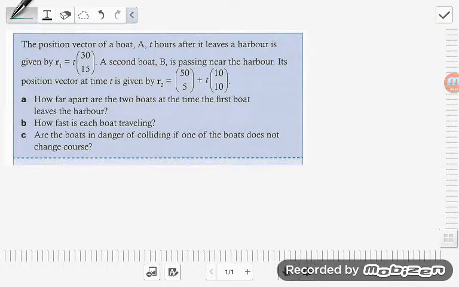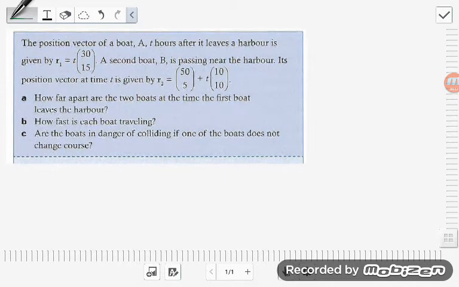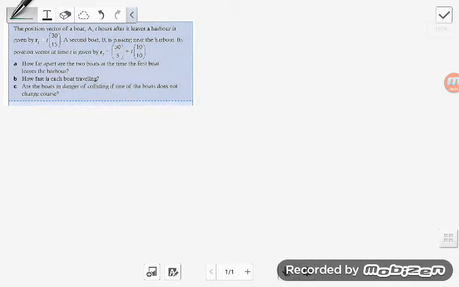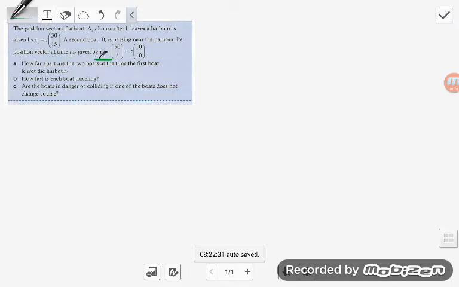Okay, welcome back. Now I hope you guys read the example. So here we have two boats, boat A and boat B. Boat A has a position vector of R1. And boat B is close to the harbor, and it has a position vector of R2, where the T over here is just time. Same with the position vector of boat A, the T is time.